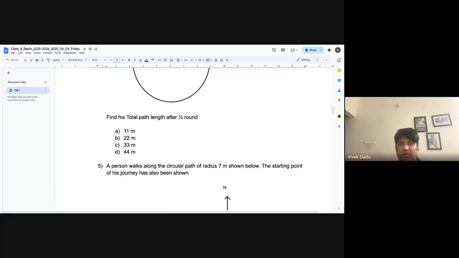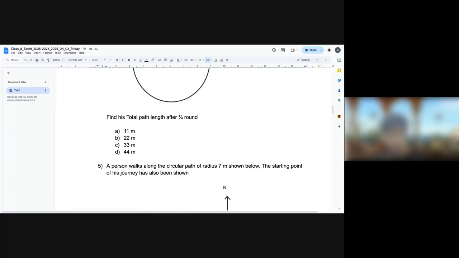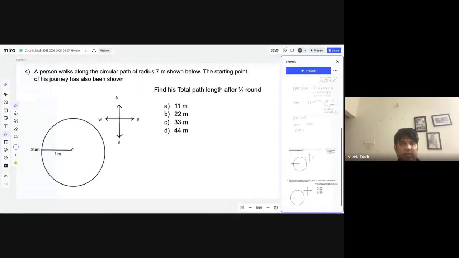Again, after 1/4 round, he might be here. He might be here or here. Yes or no? He might end up here, Rudransh, or he might end up here. Doesn't matter in this case, as I told you, the direction. But this time total path length is asked, right? Total path length is the actual path which he has taken.